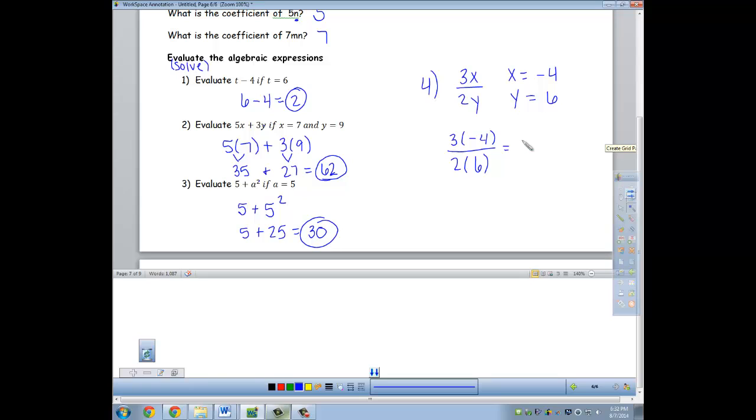Now, we have not yet covered multiplying positive and negative numbers, but you should remember it from last year. We will do some review with that next unit. But 3 times negative 4 is negative 12. If the signs are different, it's negative. Over 2 times 6 is 12. And then we have negative 12 over 12, which means negative 12 divided by 12, which is going to be negative 1.